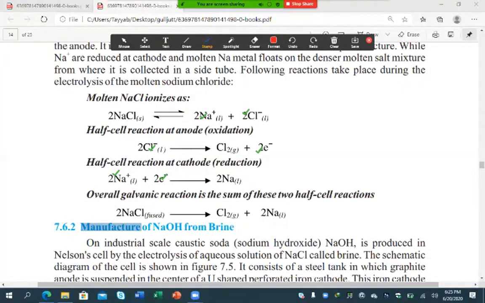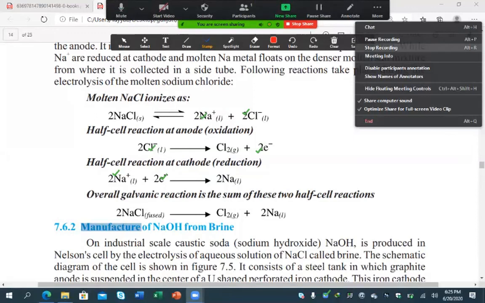This is your today's diary about the manufacturing of sodium metal from fused sodium chloride. If you have any query or problem in questions or in equations, you can discuss with me. Okay, mention this topic in your notebook.